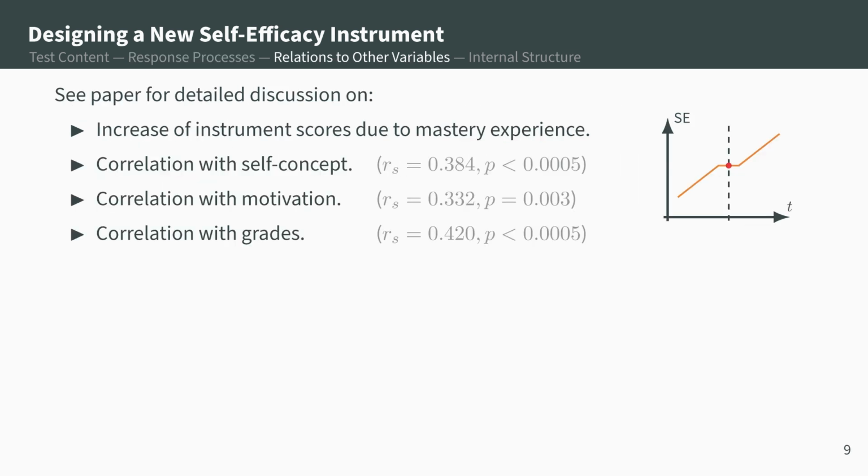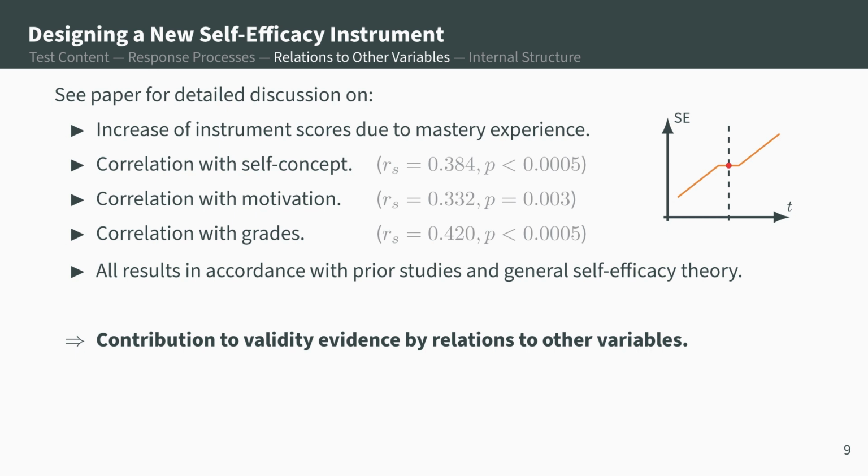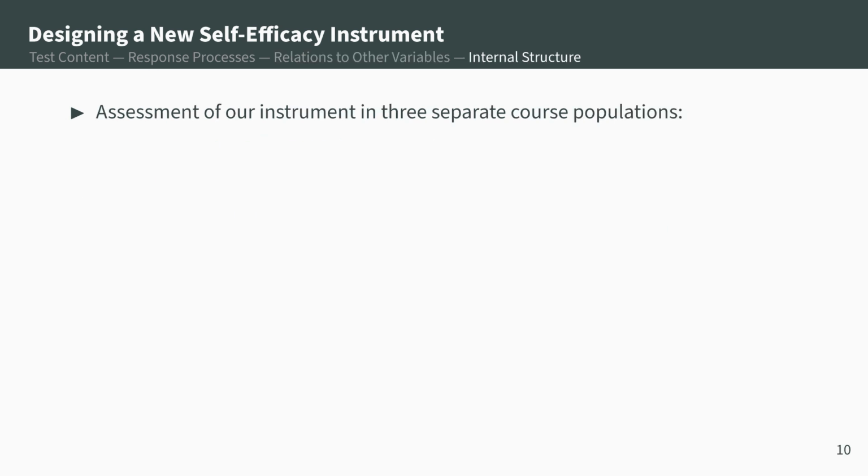In our paper, we thoroughly discuss the relation of our instrument's scores to other variables by addressing convergent and discriminant validity, test criterion relationship, and validity generalization. To cut a long story short, we summarize that all results conform with what has been stated in prior studies or in self-efficacy theory. Now we discuss the internal structure of our instrument, which brings us to the issue of factors introduced earlier.